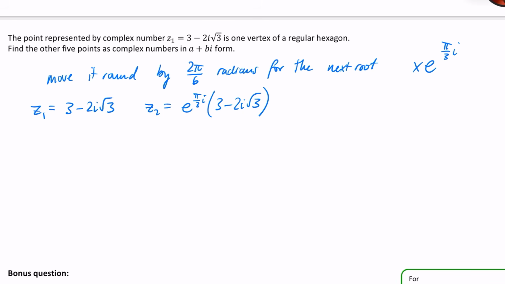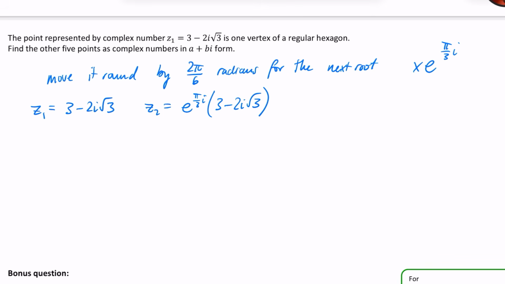I'm actually just going to put this all into the calculator and speed this up to show you that the calculator is quite powerful. So I'm going to type 3 minus 2 root 3i, and then I'm multiplying that by e to the, I'm doing that as Answer, times e to the pi i divided by 3.